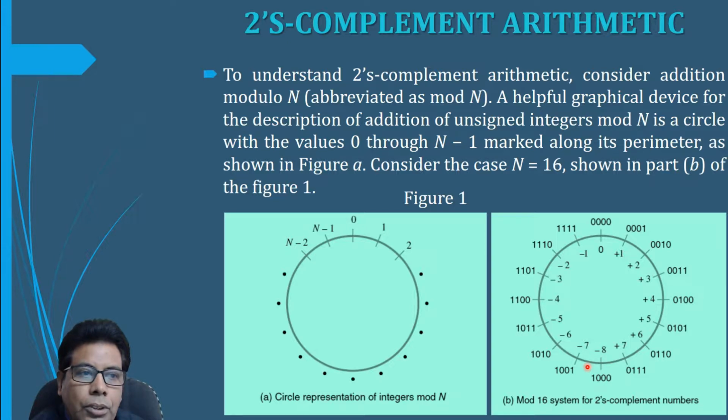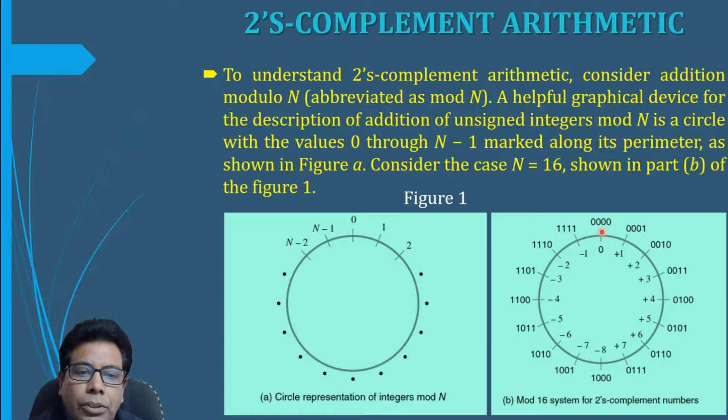Now to understand 2's complement arithmetic, we have to consider addition modulo n, that is mod n. A helpful graphical device for description of addition of unsigned integers mod n is a circle with values 0 to n minus 1. Now if you consider n equal to 16, then we can represent the values from 0000 to 1111. So a total of 16 values are represented outside the circle, and inside we are representing the positive numbers as well as the negative numbers.